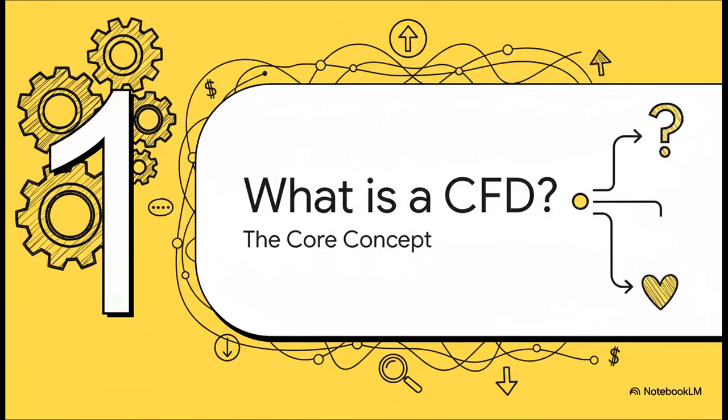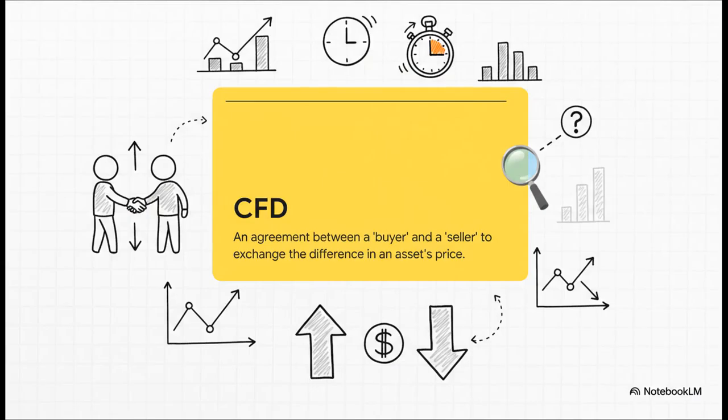Okay, let's dive into Section 1. What is a CFD? We're going to break down this core idea and make sure we're all on the same page. So, CFD, it just stands for Contract for Difference. And honestly, at its core, it's a pretty simple agreement. It's an agreement between you and your broker where you both agree to exchange the difference in an asset's price from the second you open the contract to the second you close it.